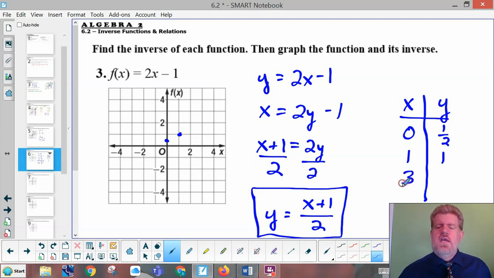Pick 3. 3 plus 1 is 4. 4 divided by 2 is 2. 1, 2, 3, 2. And that looks like it's good. We'll do one more that didn't have a fraction. So I'm going to do 5. 5 plus 1 is 6. 6 divided by 2 is 3. And that follows the right slope. See, up 1 over 2, up 1 over 2.